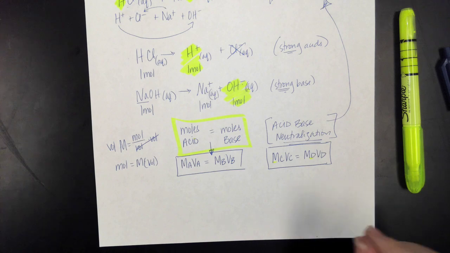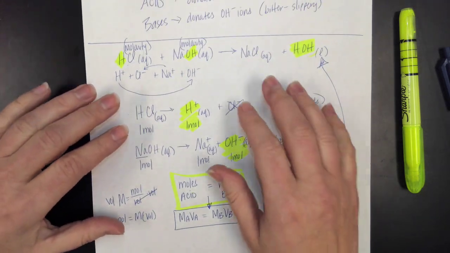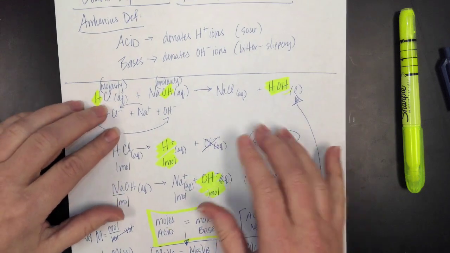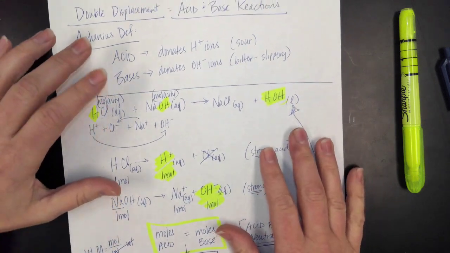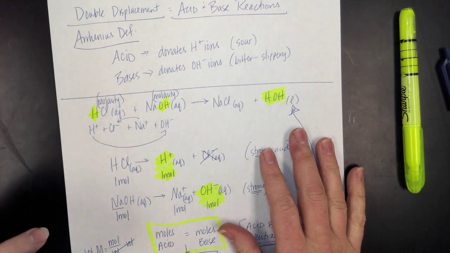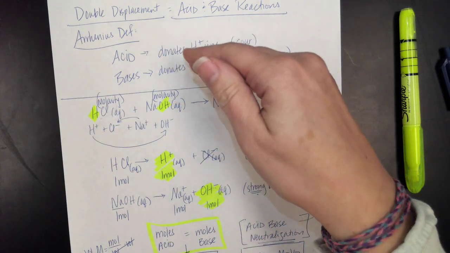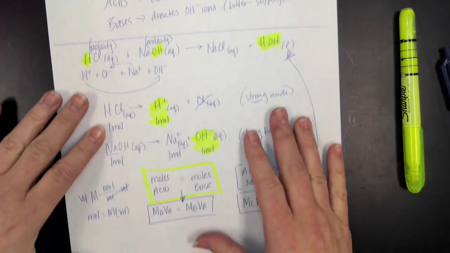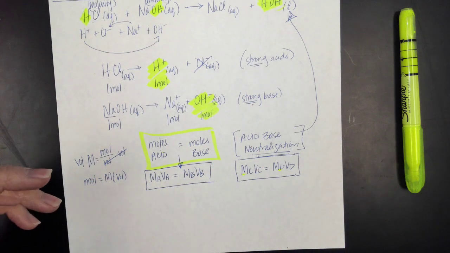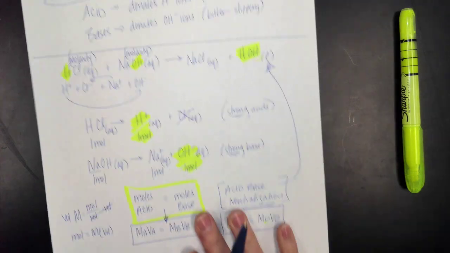So acid-base reactions are just a fancy type of a double displacement reaction. It's water that's driving it. We're looking specifically at Arrhenius acids and bases, strong acids, strong bases. And if I'm working with a strong acid, strong base, I can use this relationship to calculate components of my system. All right, let's try one.